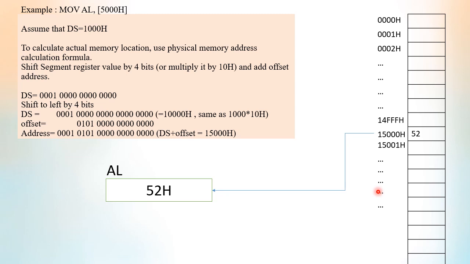As we can see in this figure, this is a memory and this is the address 15000H. The value at this location is 52. So this 52 is brought to the AL register. So this is an example for direct memory addressing.